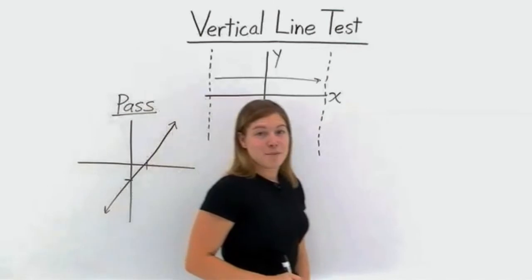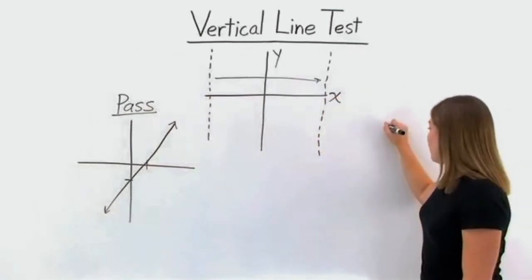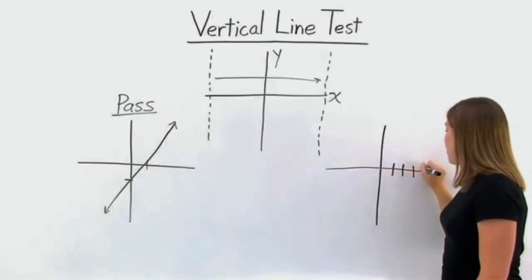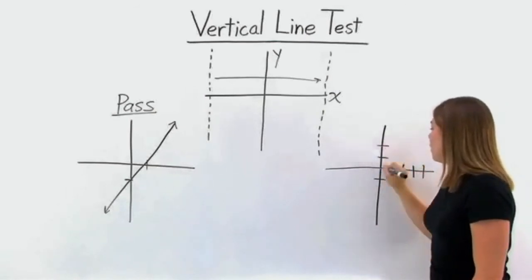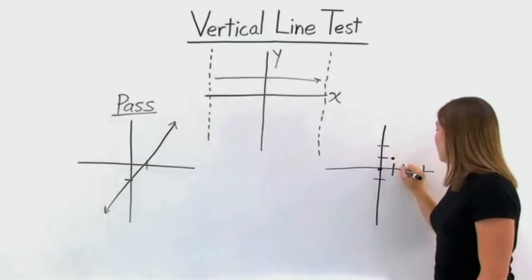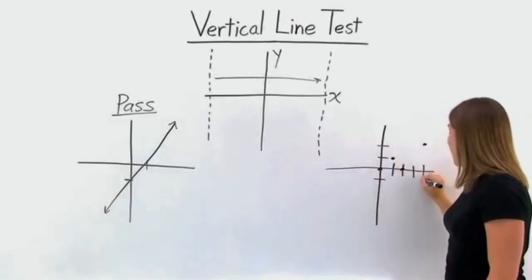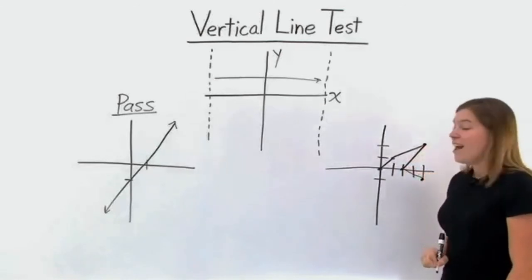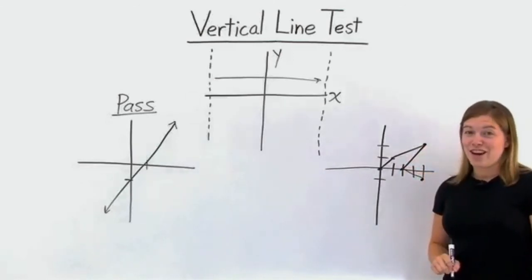Now let's look at another example. Let's draw our coordinate plane, and then make our equation. We'll have a point here, here, here, here, and here. Our equation will look like this. Now let's perform the vertical line test on it.